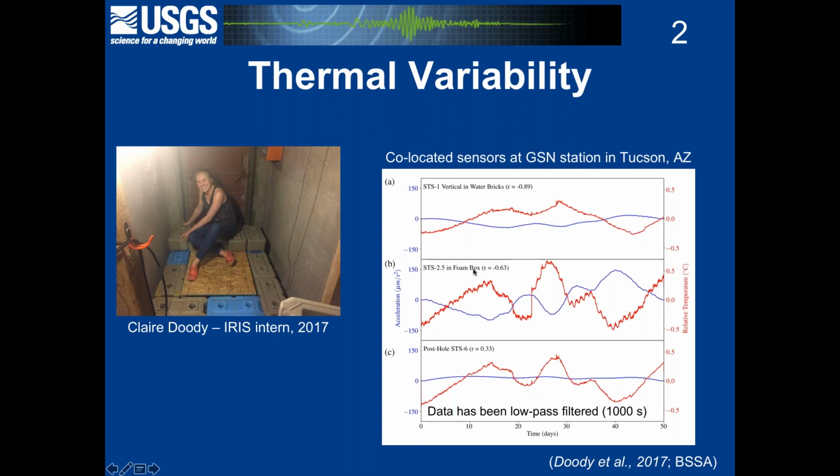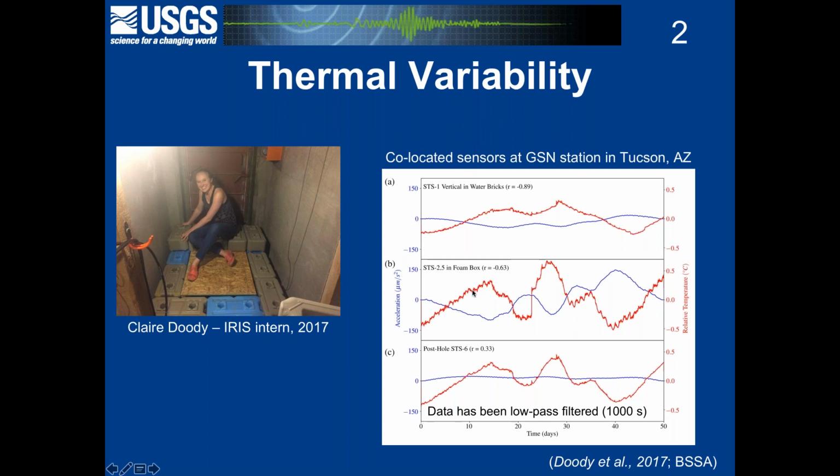We have an STS2.5 in a foam box, and we have a post-hole STS6 that's about 1.4 meters below the surface of the vault. And the data I'm showing is acceleration output that's been low-pass filtered at 1,000 seconds. So that's the blue trace, this low-pass filtered acceleration data. The red trace is showing relative temperature data, so we've just removed the mean. And this is all showing the same time period.